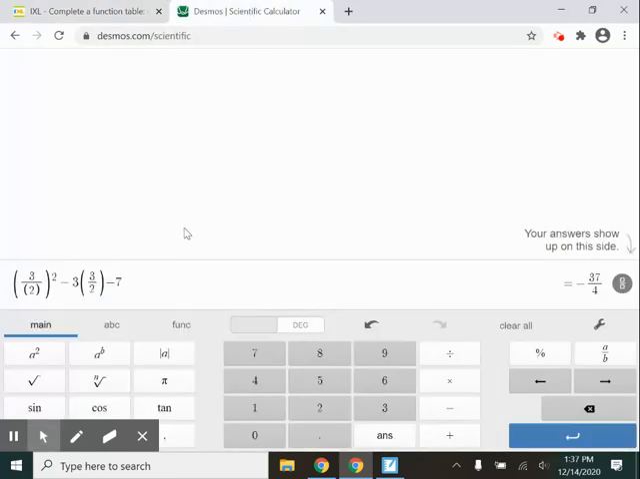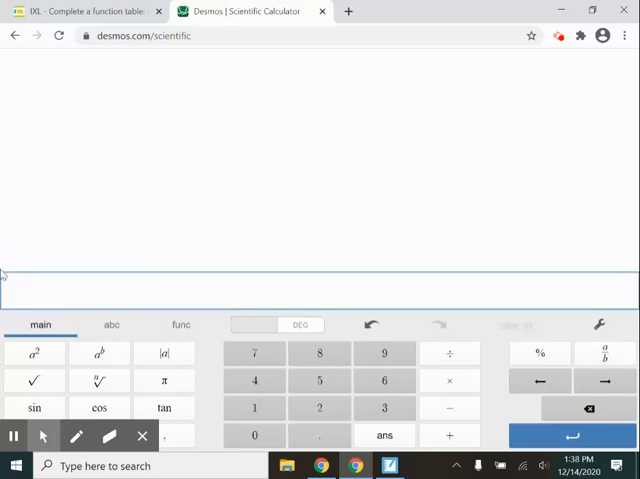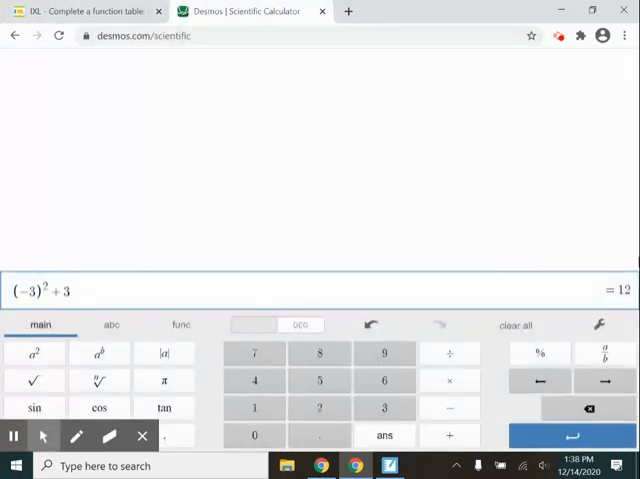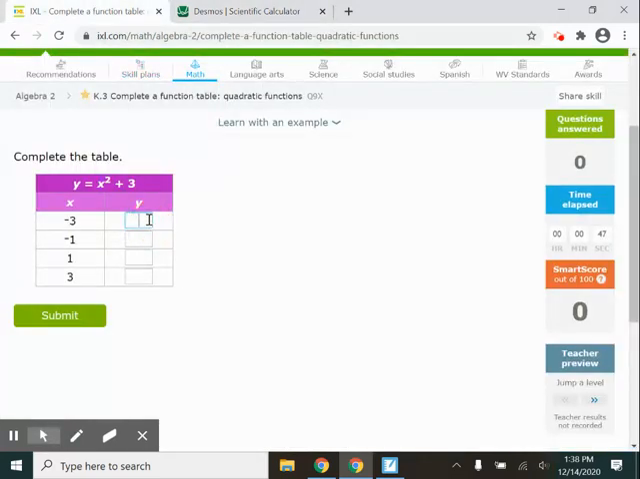So if I come over here, I'm going to clear that out. So I have -3 that I'm plugging in. Anytime you're plugging in, you do need to put parentheses. So parentheses -3, and then it's squared. And then I'm adding to that 3, because the equation was x squared plus 3. So I square my x and I add 3. And you can see over here on the side, it gives me 12. So that's what I'm going to put in that spot.